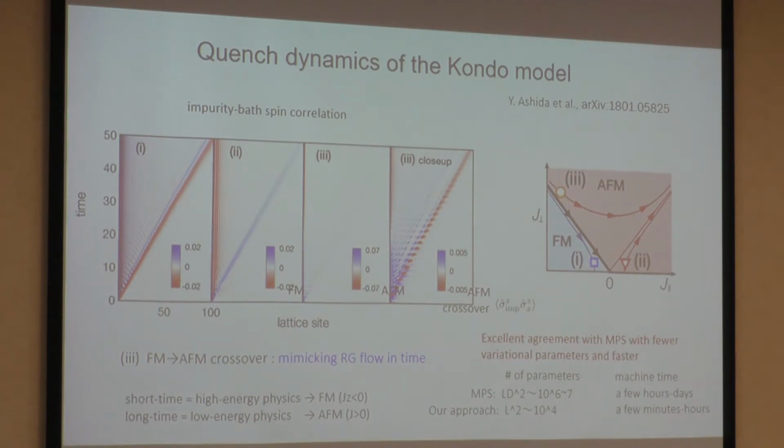So this is also something where we compared dynamics with matrix product states. It works quite well. And of course, the difference is that we have orders of magnitude fewer parameters. So calculations, instead of taking hours and days, just take minutes. So any questions?